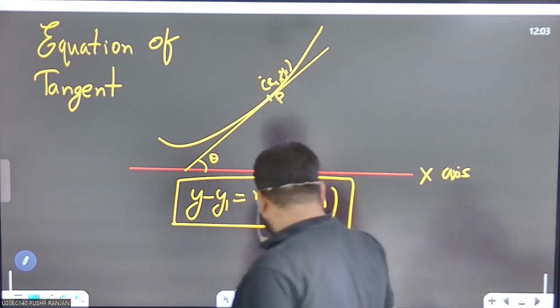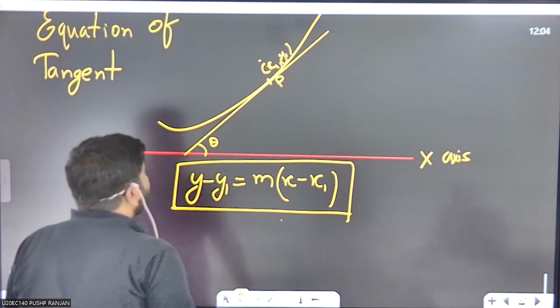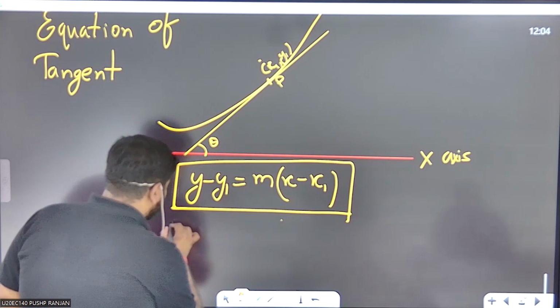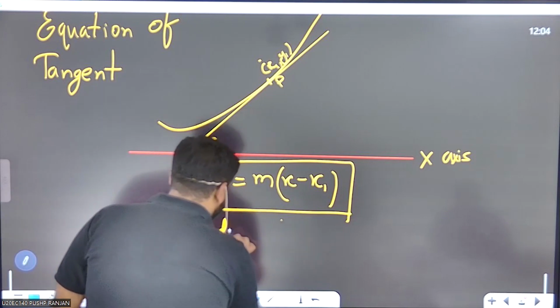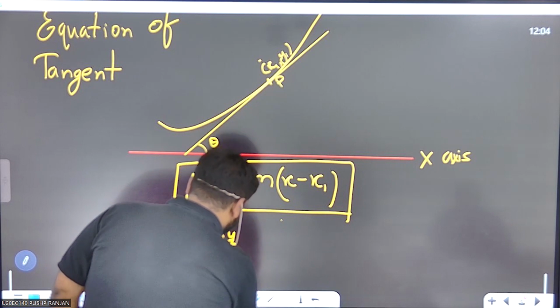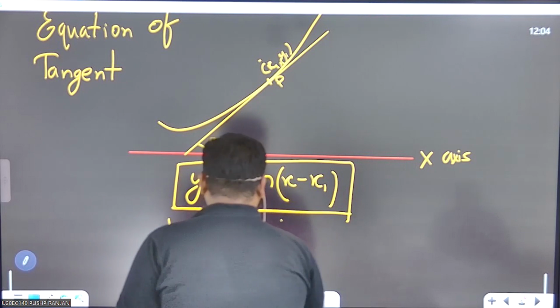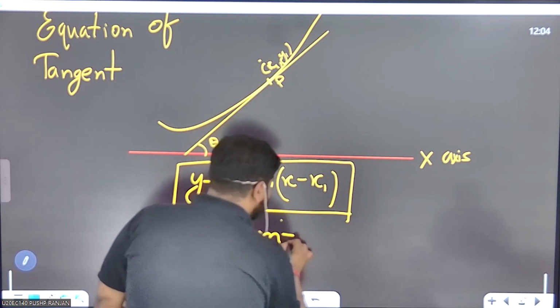From this, we also know that basically tan theta equals dy by dx. You know that? And dy by dx is also known as m. Basically, what is this? Slope.